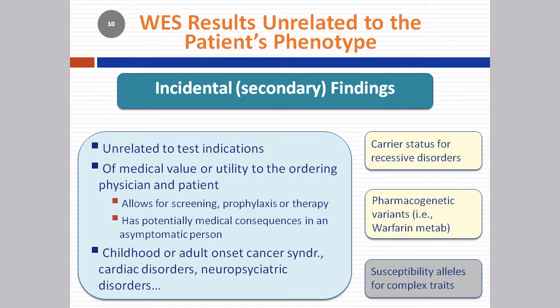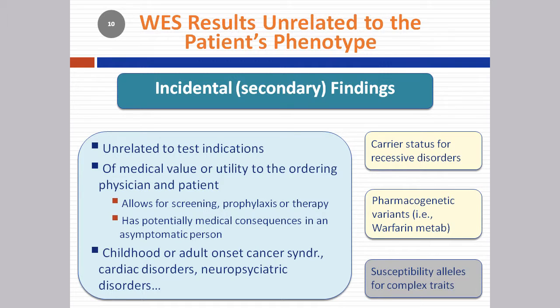Also, we see information about the carrier status for recessive disorders or for pharmacogenetic variants, such as for warfarin metabolism, or susceptibility alleles for complex traits. So the question really is, how much and what of that information that might be revealed really is being reported to the patient, and how much does the patient want to have that information, or the physician who orders that test? So the American College of Medical Genetics has put a lot of work and effort into making recommendations how to deal with that situation of incidental findings, and came up in March of last year with some recommendations.